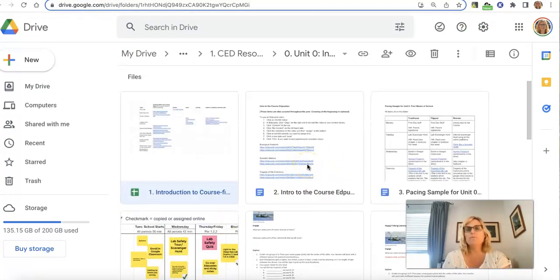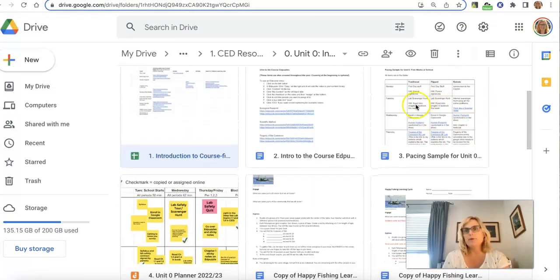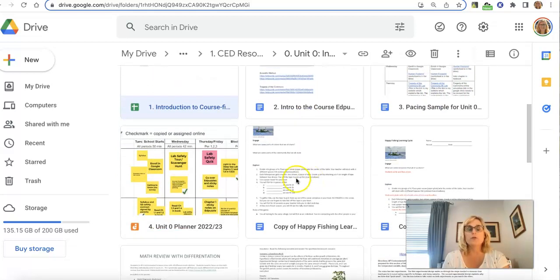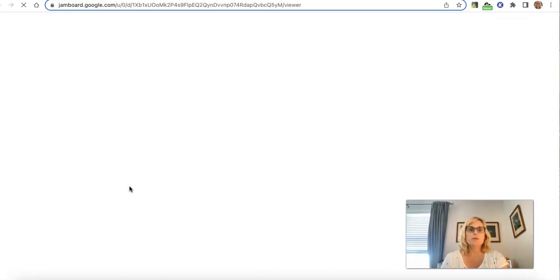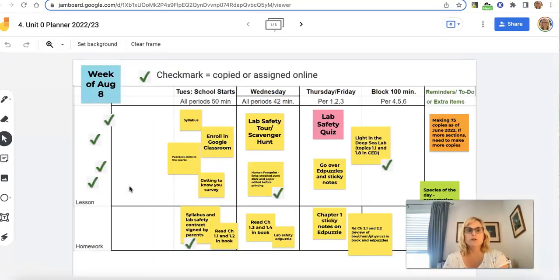All right, so I'm going back to my Unit 0, and I have some Edpuzzles if you want them. There's a pacing sample here, and I'm going to show you my current one, which is here for this upcoming school year. So my students start on August 9th, which is very early. And so we are blocked, but not every day. So the first day of school is all periods 50 minutes, and then our Wednesdays are usually going to be 42 minutes. So we have a modified block, and then we have our blocks like this.